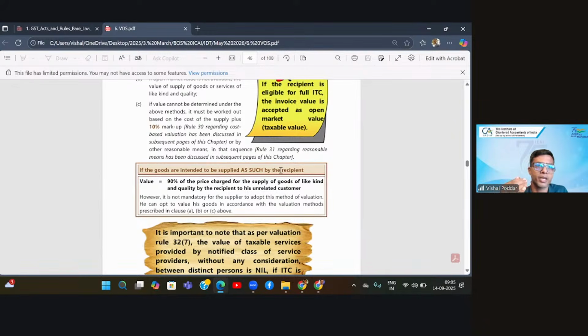Now, if this is the scenario, then this is the exception given, which says that you check the price at which my recipient has sold it further. And obviously further to an unrelated customer, because my recipient and I are related, but my recipient is selling to an unrelated customer. Whatever price my recipient is charging to the unrelated customer, take that price minus 10%. That is my taxable value. I hope you have understood both these carve outs.